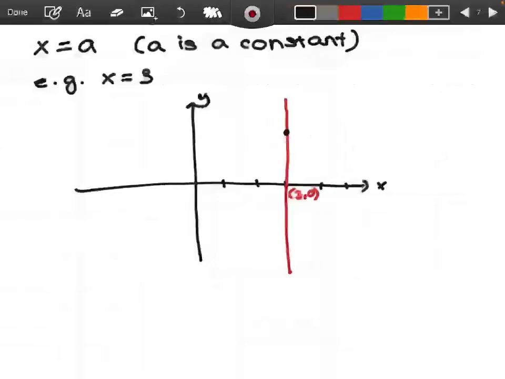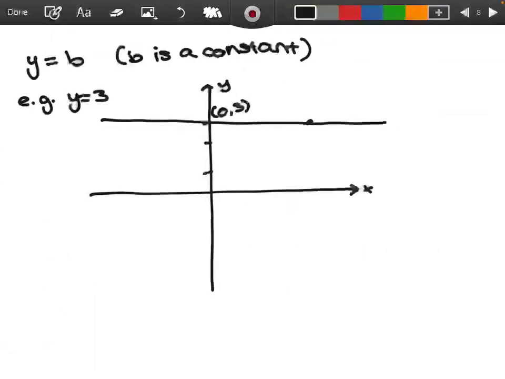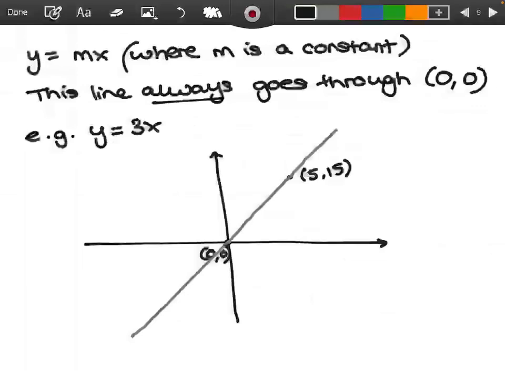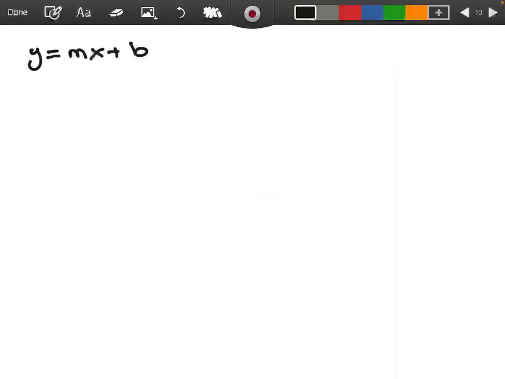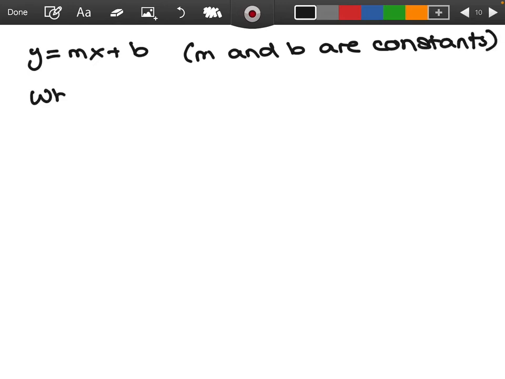So we saw for x is equal to a, we just had an x intercept. For y is equal to b, we just had a y-intercept. For y is equal to mx, we had that it went through the origin. So that was both our x and y-intercept. And for y is equal to mx plus b, where both m and b are constants, and b doesn't equal 0.